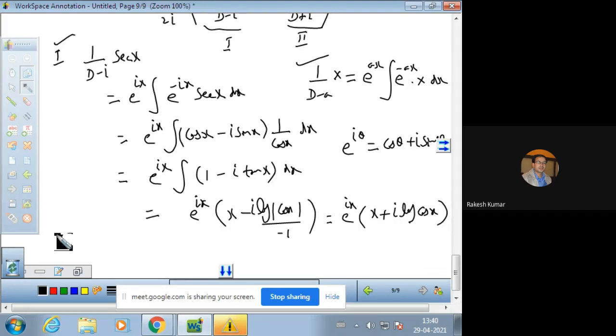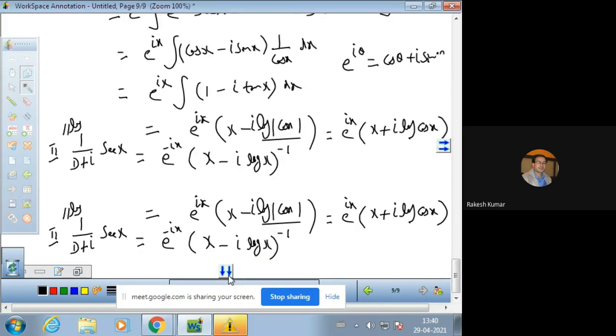And for number 2, what do we have? 1 over D plus iota into secant of x. And similarly, you will be able to find the particular integral of number 2. Just see, in place of minus iota there is plus iota. So changing iota to minus iota, you will have e raised to power minus iota x, x minus iota log of cos x. In a similar way we can write down the particular integral.